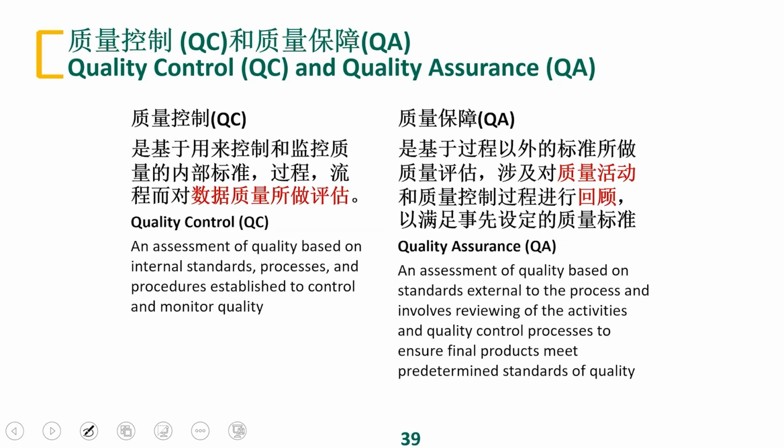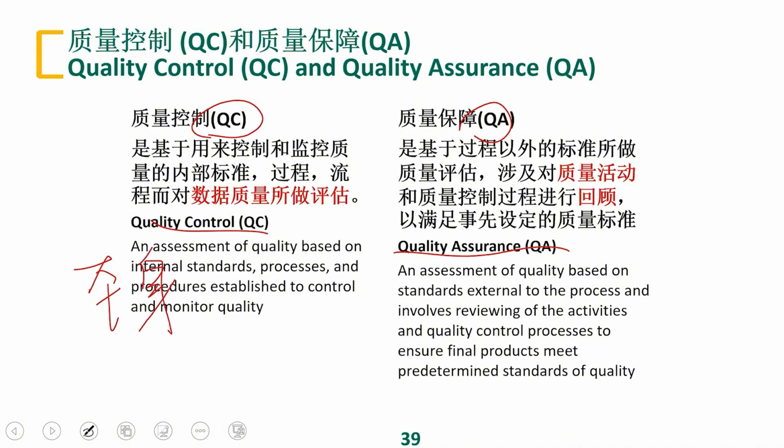So data quality, from the perspective of its security protection, is divided into two things. One is called QC, one is called QA. Actually, QA and QC, if we have studied project management, we all know. So QA is called quality assurance. QC is called quality control. These are abbreviations of two phrases.